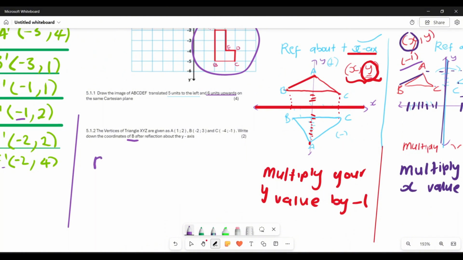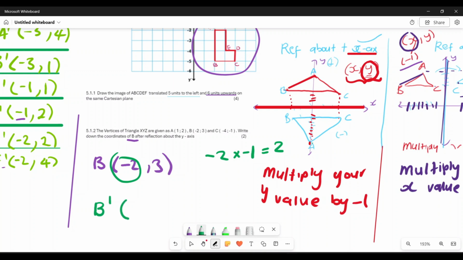So our original B coordinates are -2 and 3. And I'm saying that your x value is going to be affected and we need to multiply it by -1, right? So -2, if you multiply it by -1, this is going to become +2. So your new coordinates at B, if your triangle is reflected about the y-axis, it's going to become +2 and your 3 will still remain the same. And this would be your new coordinates.